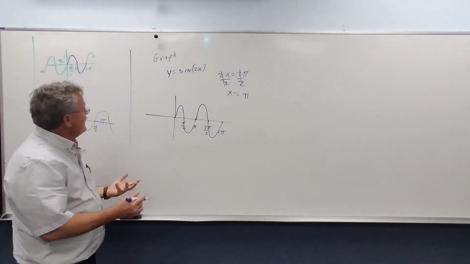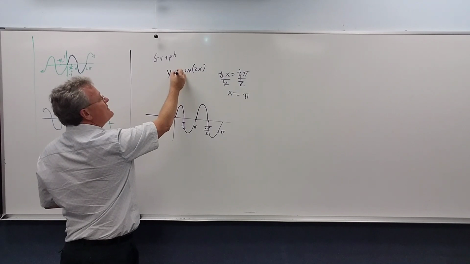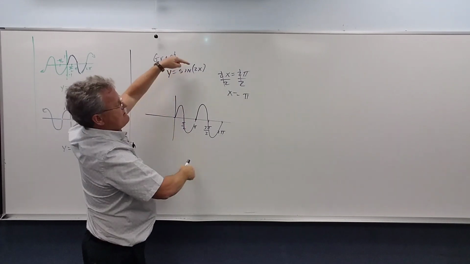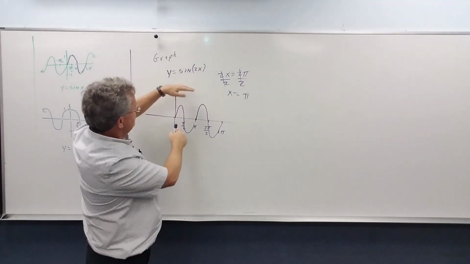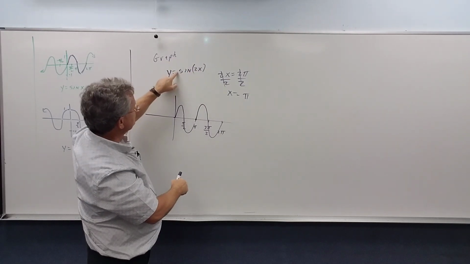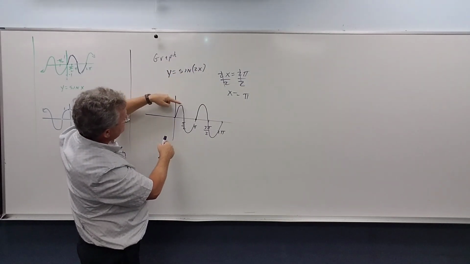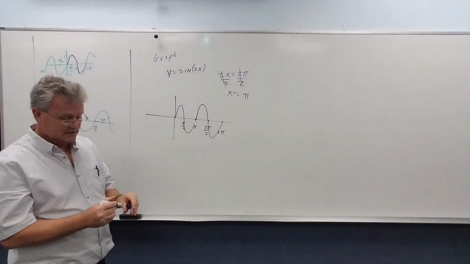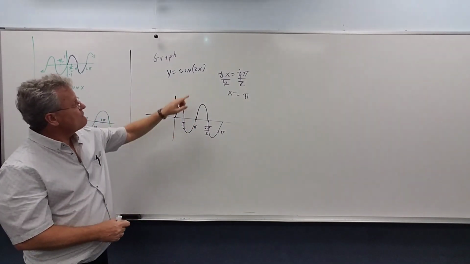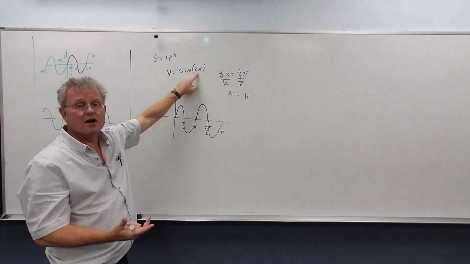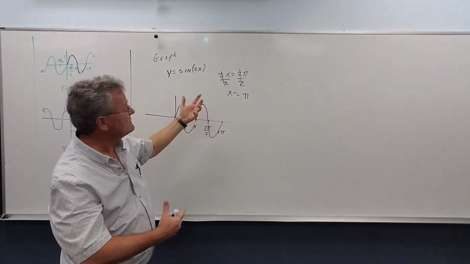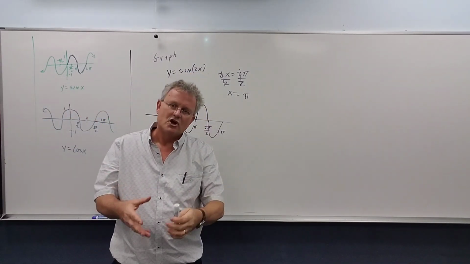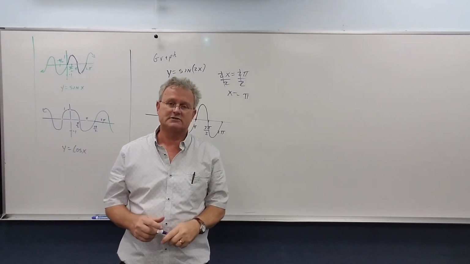That's it. If I were to put a 2 or a 3 in front of this, that would just stretch it out. If this was 3, this would go up to 3 and down to -3. That's the idea. So that's how we graph when this part here, which is called the argument, is something other than an x, or an x plus or minus something else.